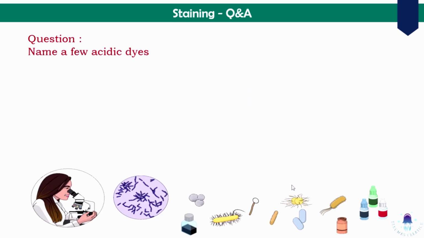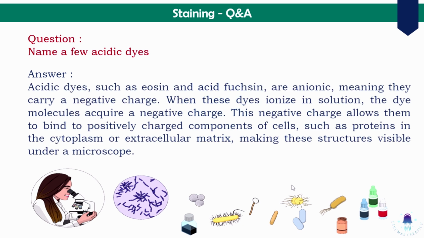Question: Name a few acidic dyes. Answer: Acidic dyes, such as eosin and acid fuchsin, are anionic, meaning they carry a negative charge. When these dyes ionize in solution, the dye molecules acquire a negative charge. This allows them to bind to positively charged components of cells, such as proteins in the cytoplasm or extracellular matrix, making these structures visible under a microscope.